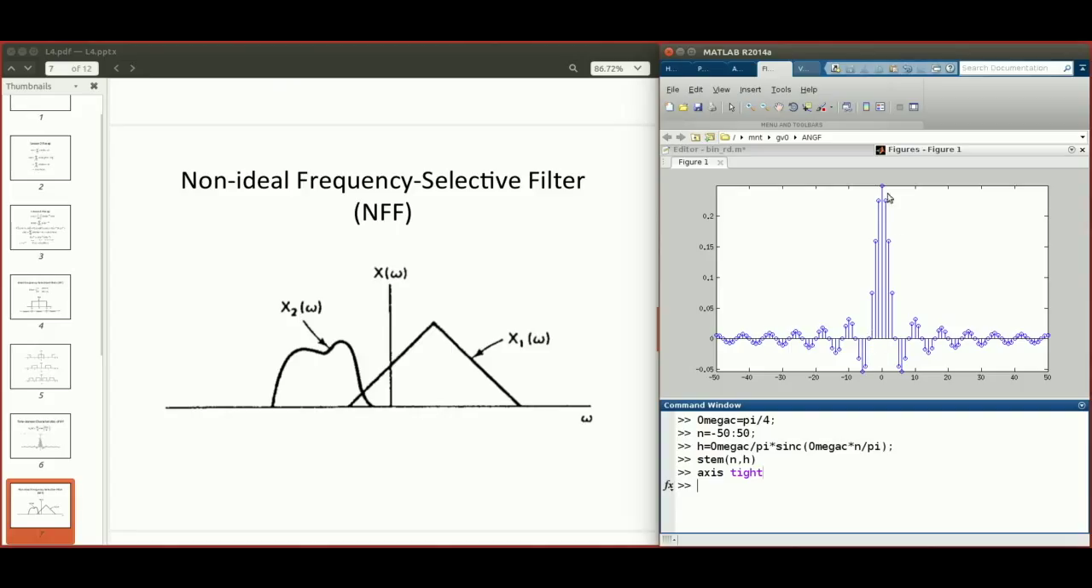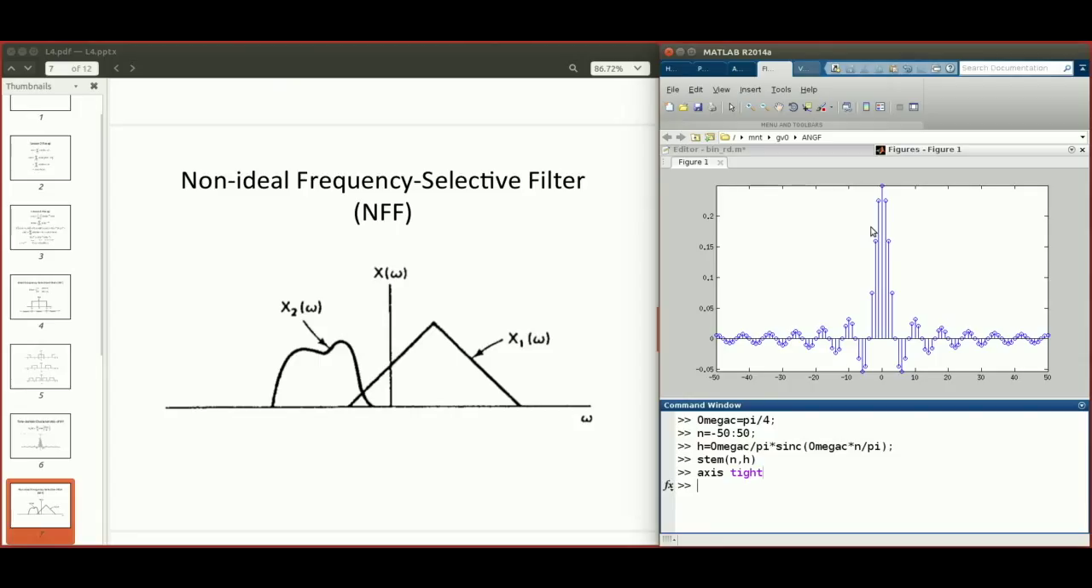So if you want to implement this kind of filter in real time, for example, as the signal comes in, you apply this filter in real time, then this kind of filter is not really practical. It's not causal, and it's infinite. And in terms of implementation, this kind of filter may take lots of resources, either as a digital filter or as an analog filter. It's quite expensive to implement these ideal frequency selective filters.